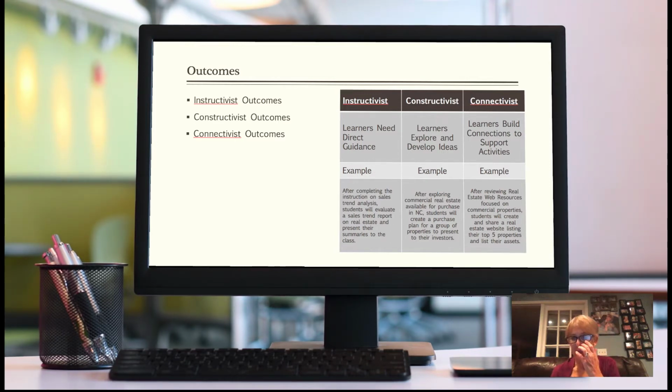And then from the connectivist approach, learners will build connections to support their activities, and generally this is in reference to some sort of network-based digital kind of activity. So my example, after reviewing real estate web resources focused on commercial properties, students will create and share a real estate website listing their 5 top properties and list their assets. So I created 3 examples of each outcome from the instructivist, constructivist, and connectivist perspectives.